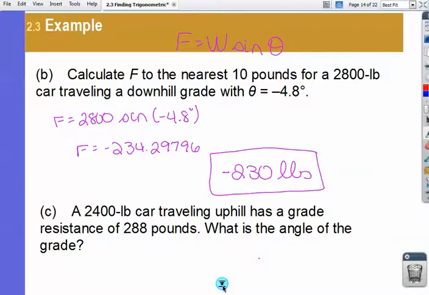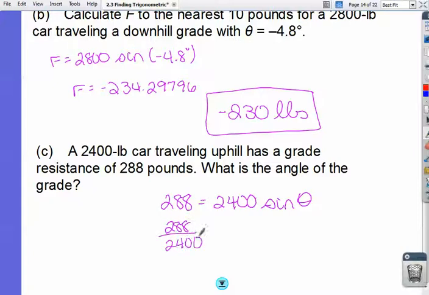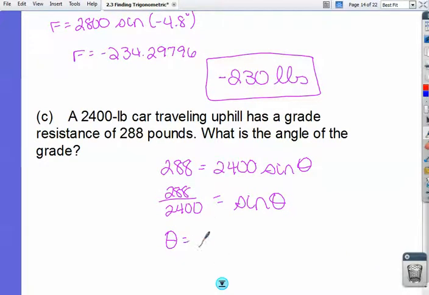Okay. Part C. A 2,400 pound car traveling uphill has a grade resistance of 288 pounds. What is the angle of the grade? So here, what's my force? The 288 equals my weight, 2,400, times sine of theta. What do I need to do first? Divide by 2,400. So you have to get the angle by itself, and then how would you find theta? Sine to the negative 1.